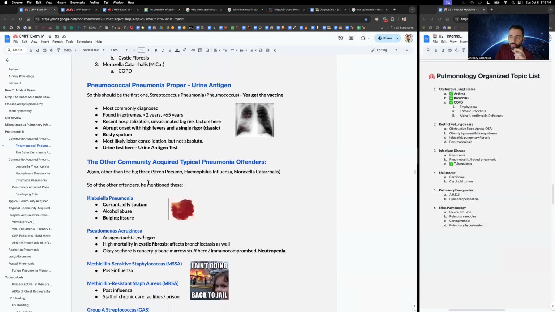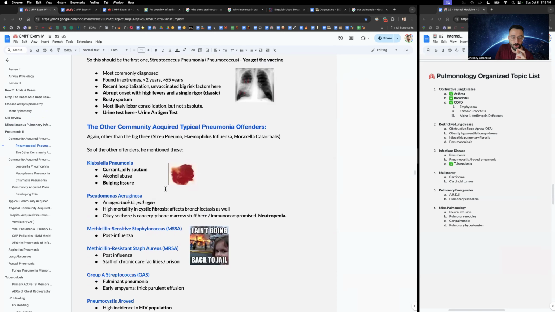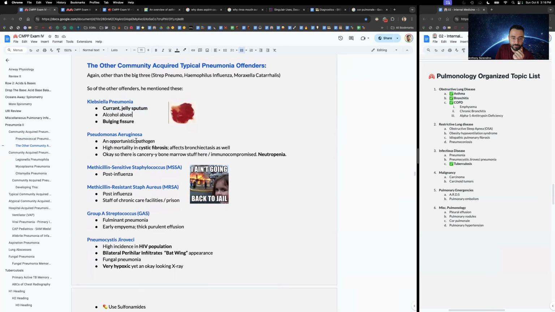Then there's a bunch of other than H flu, strep pneumo, and MCAT. The other community acquired bugs are Klebsiella. Klebsiella is gram negative. Buzzword here, currant jelly sputum, done. Pseudomonas, also gram negative.